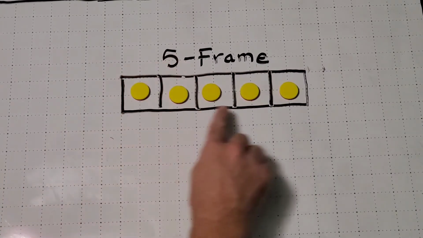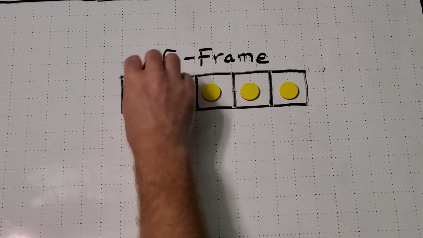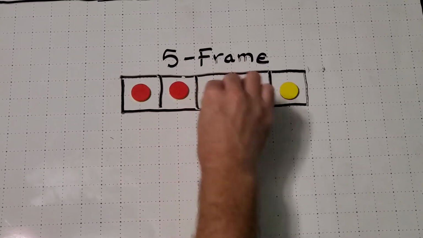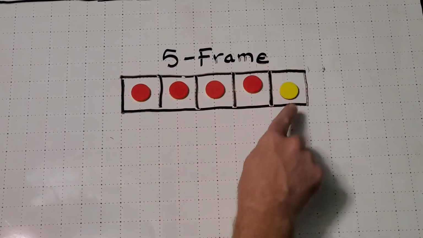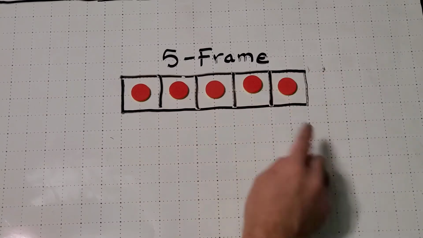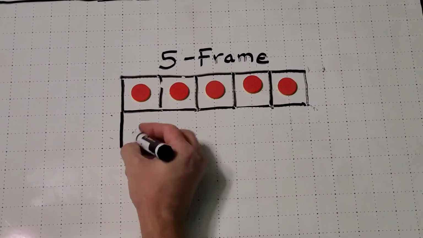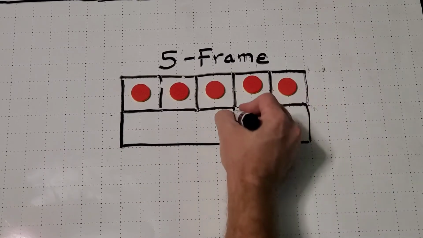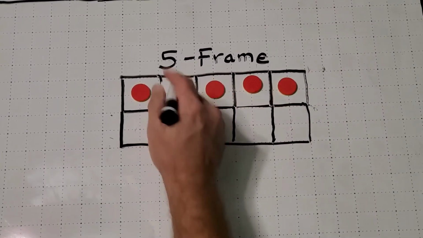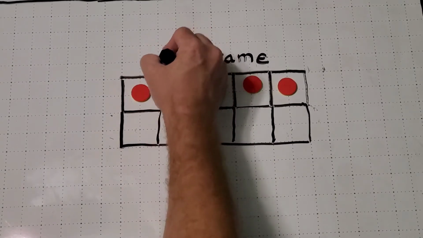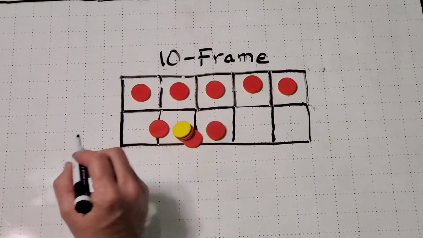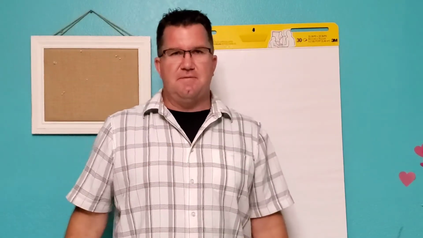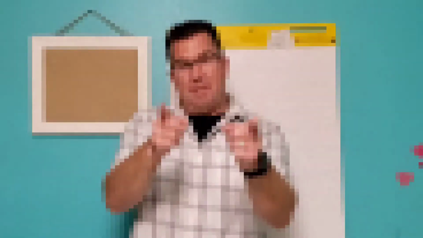From just a 5 frame, you can see all the ways of making a 5. I can have 5 plus 0. I can have 4 and 1, 3 and 2, 2 and 3, 1 and 4, 0 and 5. Once our kindergartners become fluent within 5, we're going to add a few more spaces and make this a 10 frame. Then we're going to start adding a few more dots. And that's where we pass the baton to first grade. Let's take a look at what they do.